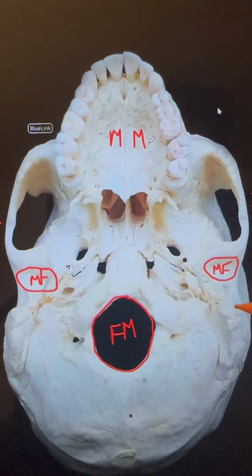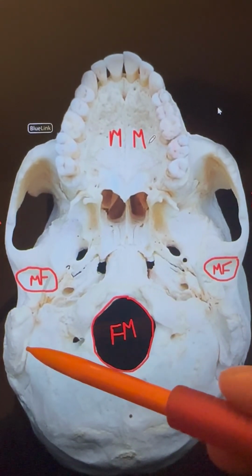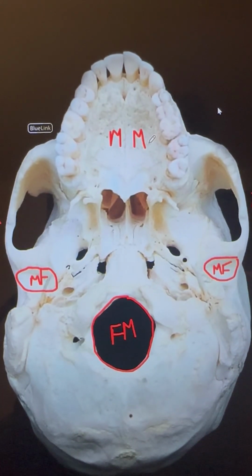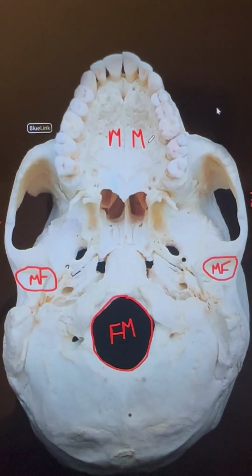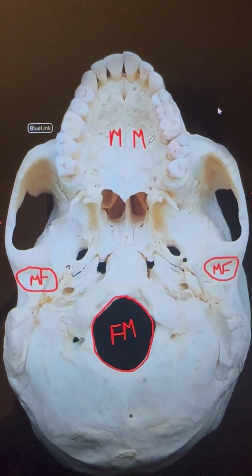And this area right here, on both sides, is called the mastoid process. The raised area right here is the mastoid process. This area is for muscle attachment. For example, the sternocleidomastoid muscle is attached in this area.